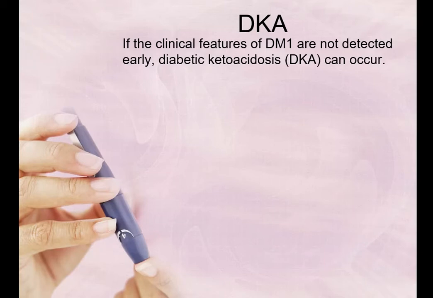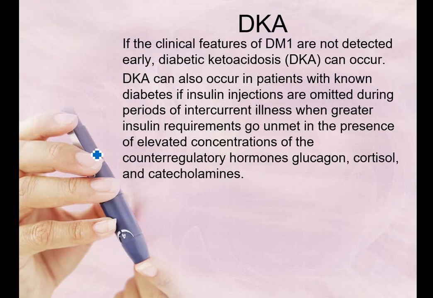Dear colleagues, my students, in this presentation we discuss diabetic ketoacidosis, which is considered a clinical emergency condition. It occurs when the clinical features of diabetes mellitus are not detected early. It also occurs in patients without diabetes if insulin injections are omitted during intercurrent illnesses, when greater insulin requirements are met in the presence of elevated concentrations of counter-regulatory hormones like glucagon, cortisol, and catecholamines.